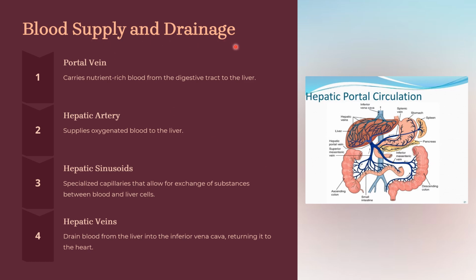Then blood supply and drainage. The portal vein carries nutrient-rich blood from the digestive tract to the liver. The hepatic artery supplies oxygenated blood to the liver. Then we have hepatic sinusoids, specialized capillaries that allow for exchange of substances between blood and liver cells. Hepatic veins drain blood from the liver into the inferior vena cava, returning it to the heart.